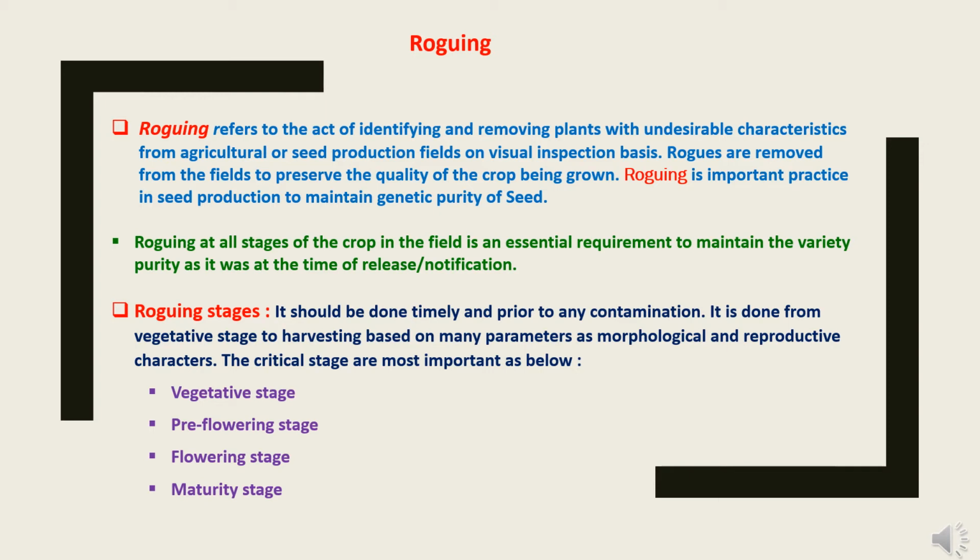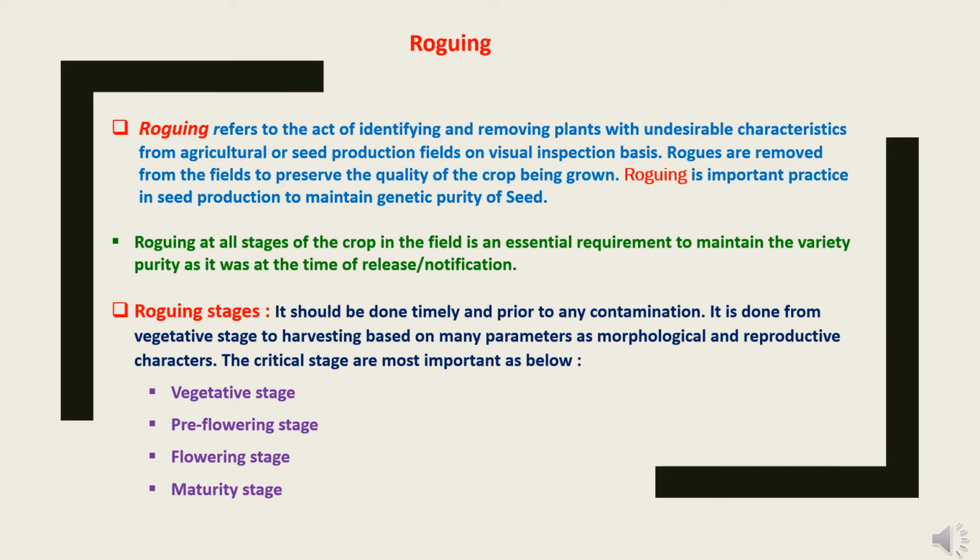These rogue plants, undesired plants, cause deterioration of genetic purity by two means. First, by contamination through natural crossing, and second, by mechanical mixture if not removed before harvesting. So roguing is very important and has a critical role in improving the genetic purity.